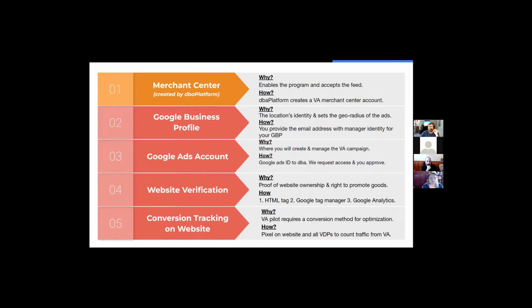And then the Google Business Profile, we do need that because that's going to be the location's identity, and that sets the geo radius of the ads. That's kind of an interesting thing with setting up your ads: the Google Business Profile is actually going to be the location's identity. You can still do keyword targeting. You can still add that in Google Ads. Google kind of recommends you don't need to, but you can definitely do that.